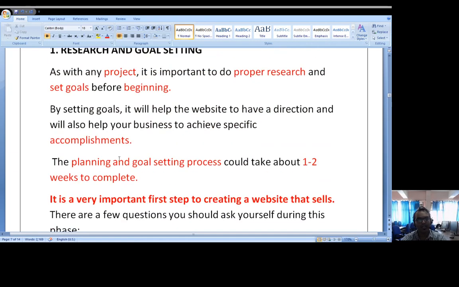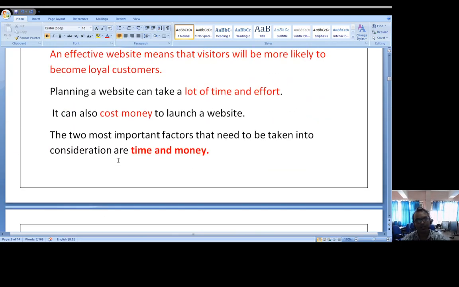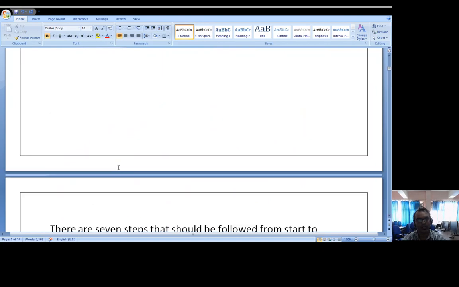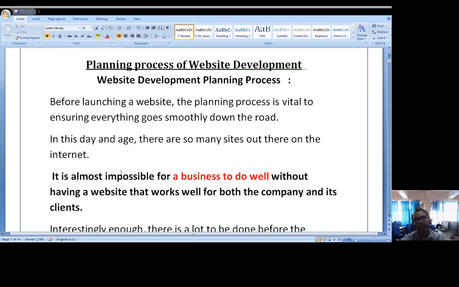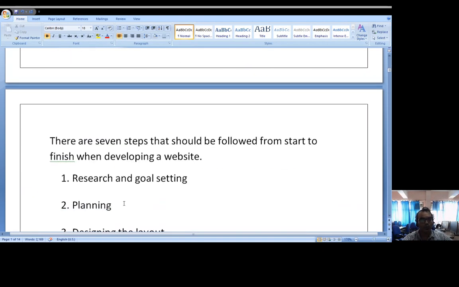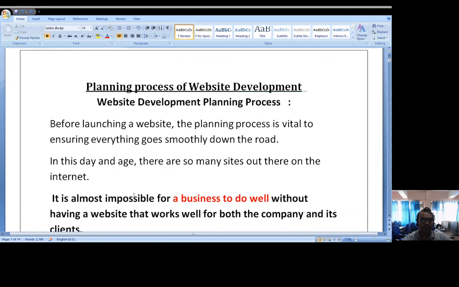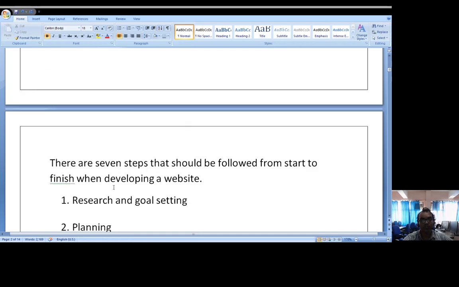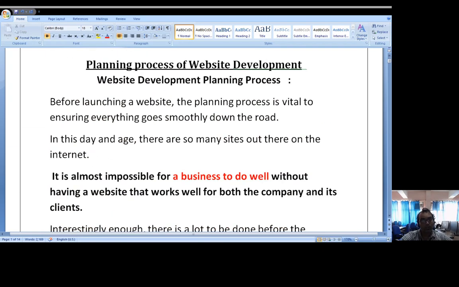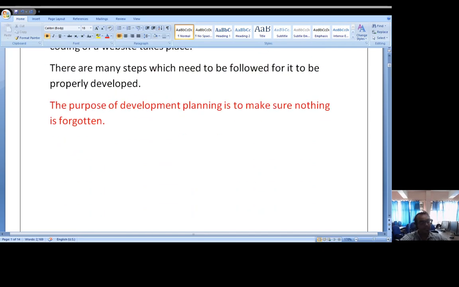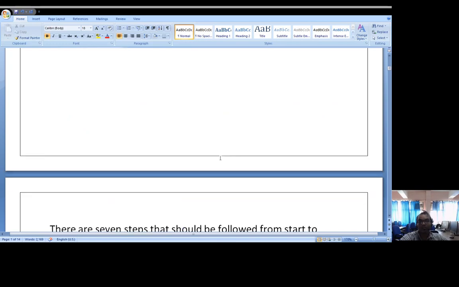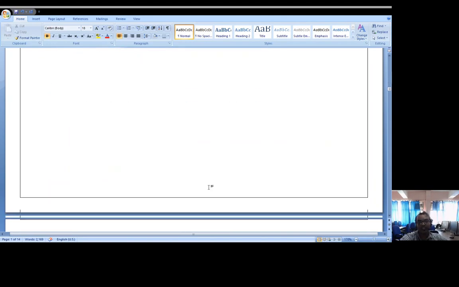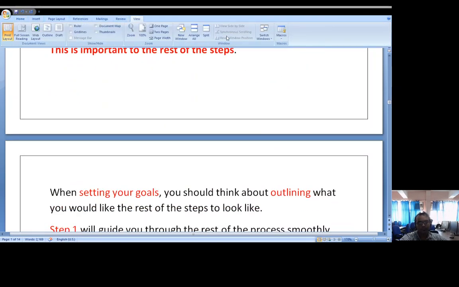So in our starting lecture, we introduced that in the last lecture we went for research and goal setting. In this lecture, we were able to cover the planning part. Now we are moving towards designing the layout. The planning process of website development, as per the lecture you came across, is also a very intense process. Let's move ahead.